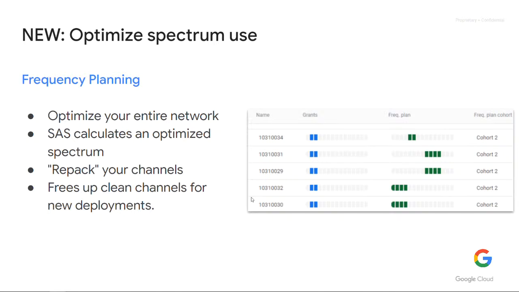And what this does is it repacks your channels, just like they did with the TV spectrum a little while ago, you might remember. It analyzed the channels and repacked them in. And what that does is it frees up clean channels for new deployments, for additional sectors that you might want to add. And that's the big benefit here. We're optimizing the spectrum use so that you can create new frequencies to use, because you're making sure that there are no channels that are underutilized.